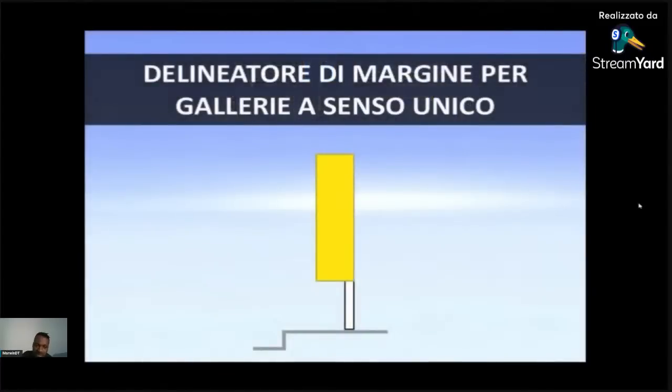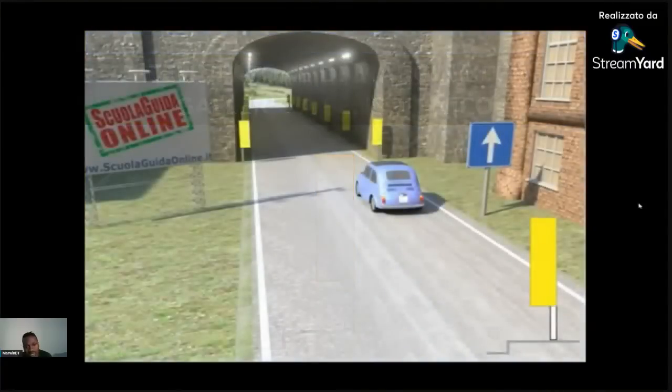Delineatore di margine per gallerie a senso unico. So this delineatore also is positioned on the left and on the right side of a gallery or a tunnel of one sense of circulation. Here it is. In a tunnel of one sense of circulation.